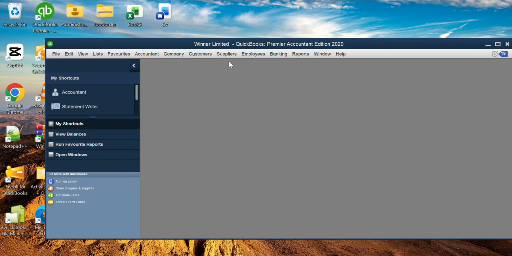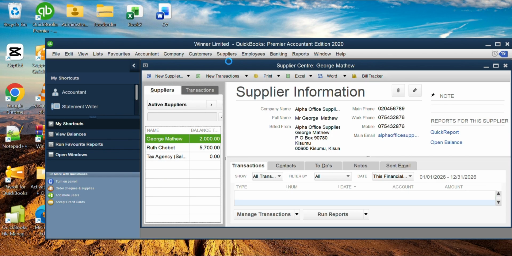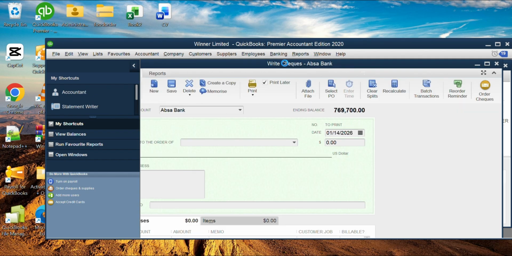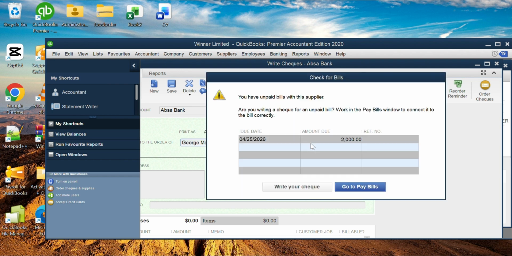Now we want to check the supplier center. We want to see what balance is remaining. You can see we have George, and George has a balance of 2,000. That's an account payable. I don't know whether I mentioned that when we bill suppliers, the amount goes to accounts payable.